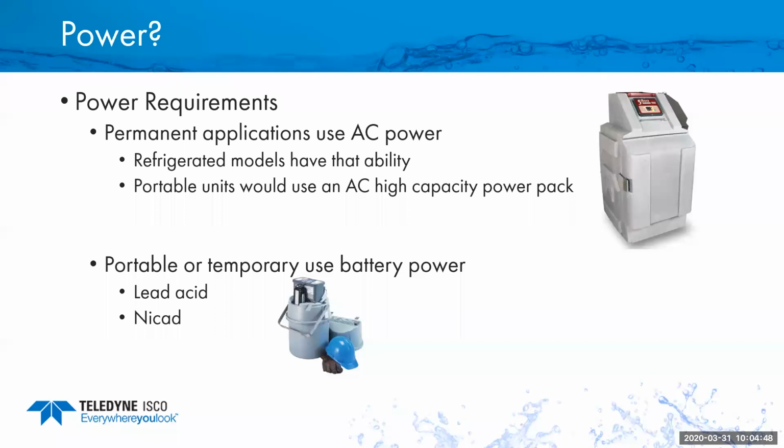For true portable, temporary applications, the samplers will use some type of battery as the power source. The two most common types of batteries we see used in these applications are either lead acid or NiCad. NiCad stands for nickel cadmium battery. It's a very popular type for things like power tools and that kind of stuff. We have advantages and disadvantages for both lead acid and NiCad, so it really makes a difference which you choose for your site.